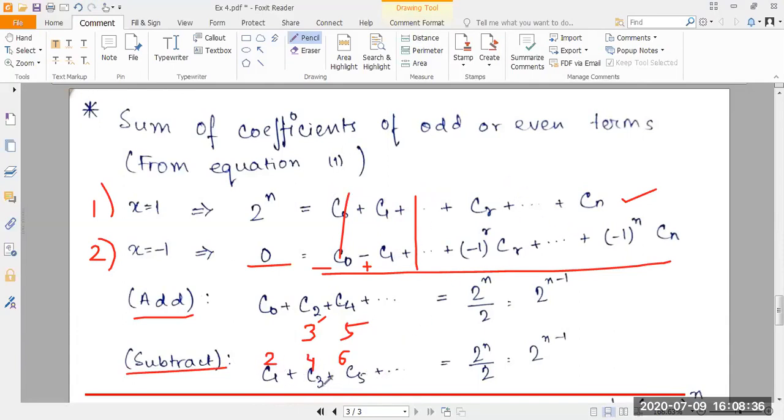So we have (C1 + C3 + C5 + ...) times 2, because we have added them, equal to 2^n, because that is what we are left with on the LHS. I take it to the right hand side, I transpose the sides, and I get (C1 + C3 + C5 + ...) times 2 equal to 2^n. Then I divide both sides by 2, and I have C1 + C3 + C5 + ... = 2^n / 2, which is 2^(n-1).